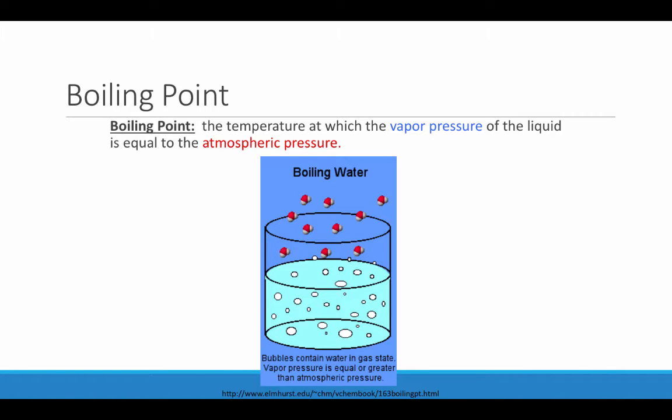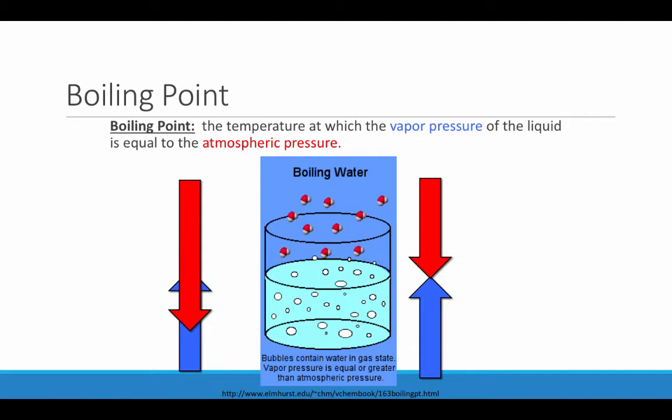Consider the diagram shown here. Here we have liquid water in the bottom and water vapor at the top. You can think of the atmospheric pressure like a lid, keeping the water in the liquid phase. Here we've represented atmospheric pressure with the red arrow and vapor pressure with the blue arrow. When the atmospheric pressure is greater than the vapor pressure, the liquid will not boil. However, as soon as the vapor pressure of the liquid, represented in blue, becomes equal to or greater than the atmospheric pressure, the liquid will boil.